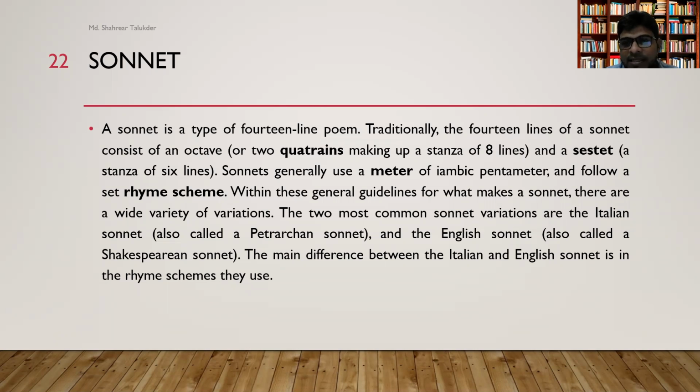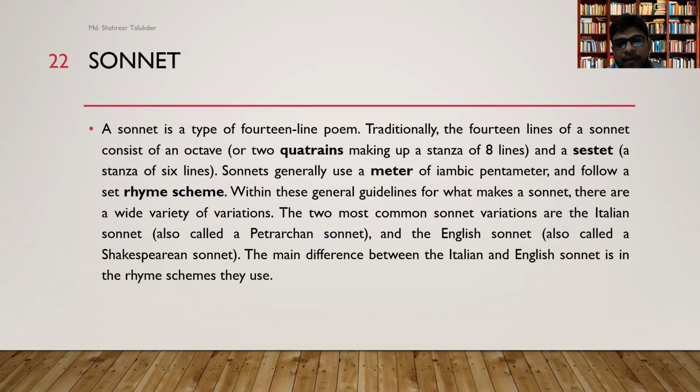In the second part, we'll have a sestet. In the sestet, we have a stanza of 6 lines. Sometimes it's 3 lines, 3 lines, and sometimes 6 lines altogether. So a sonnet is a type of 14-line poem, and it consists of an octave and a sestet. Octave means a stanza of 8 lines, and sestet means a stanza of 6 lines. So, a total of 14 lines.